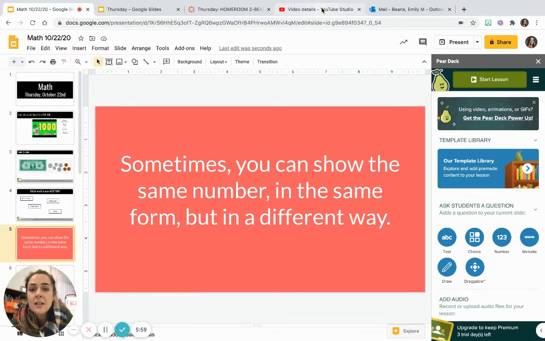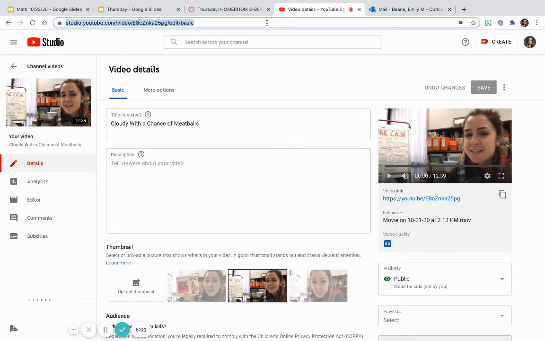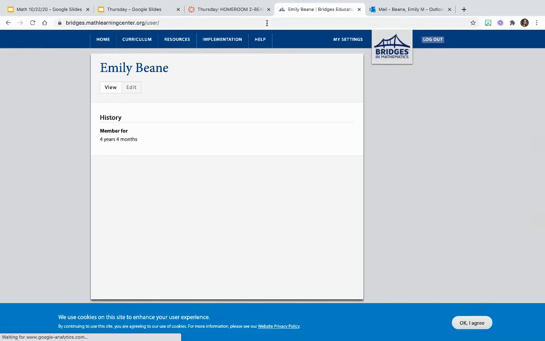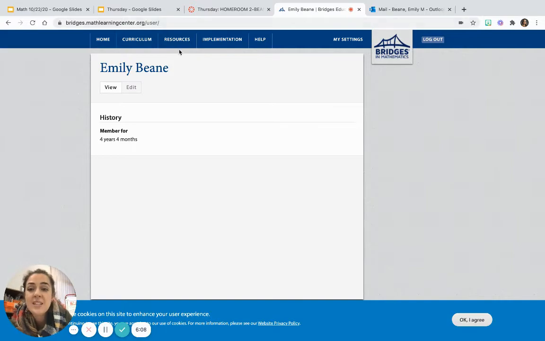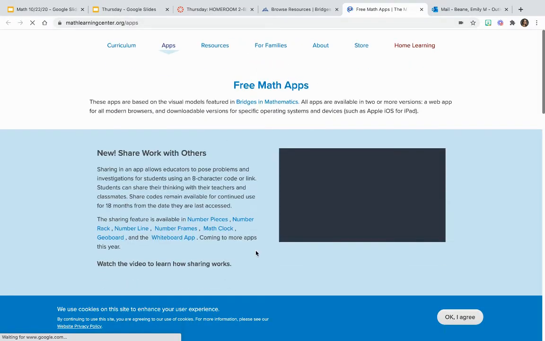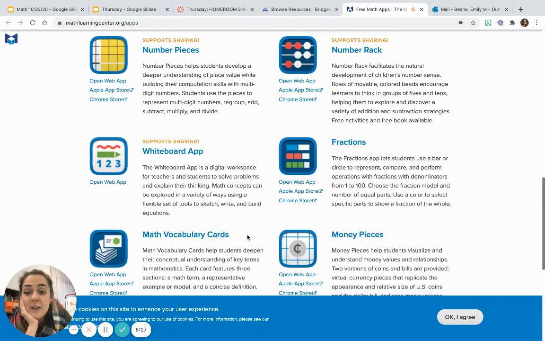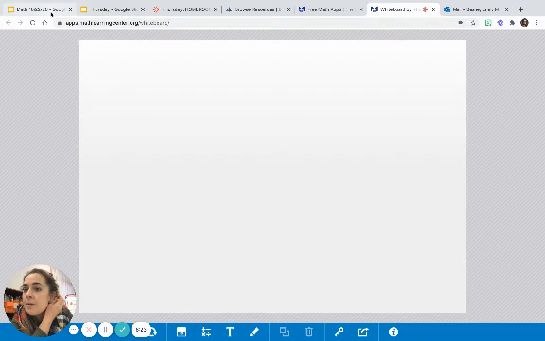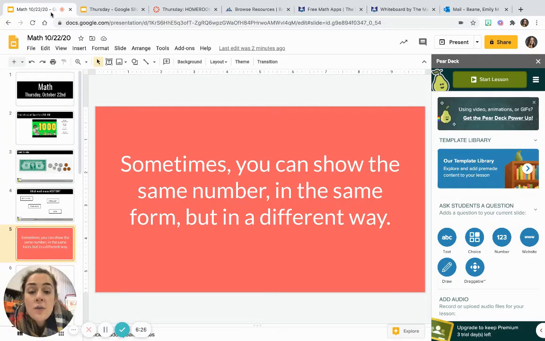That you can, let me do that now, write the same number in the same way, but you can show it differently. And that's what I really want us to know because it will help us get things right if we start thinking about things like that. So let me open the whiteboard. All right, so let me read that again. Sometimes you can show the same number in the same form, but in a different way.